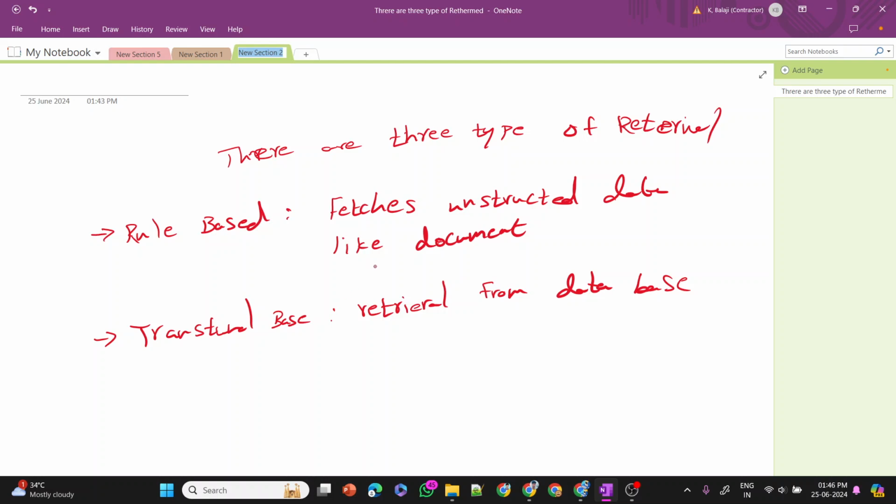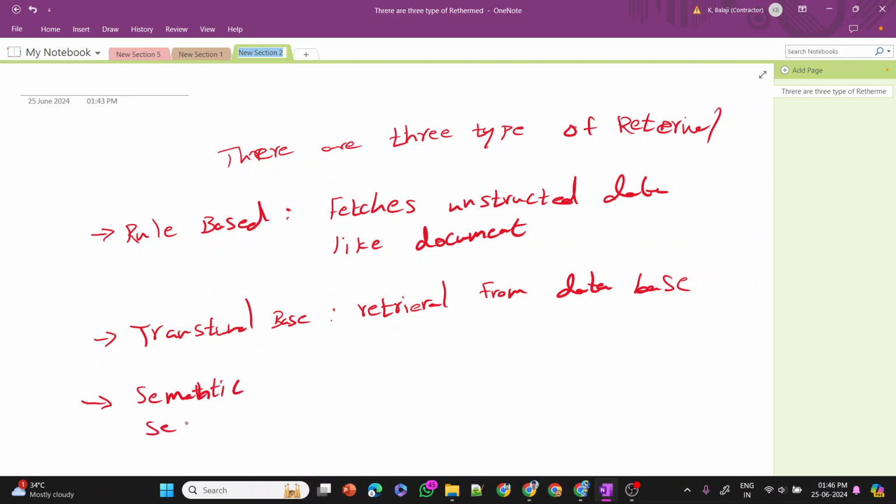Whenever the data is retrieved from a document, it can be a PDF, a CSV file, or any other Word document. Whenever it retrieves the data from any of the documents, it is called rule based. Whenever it retrieves the data from the database, that is called transactional based. And there is another type, semantic search.